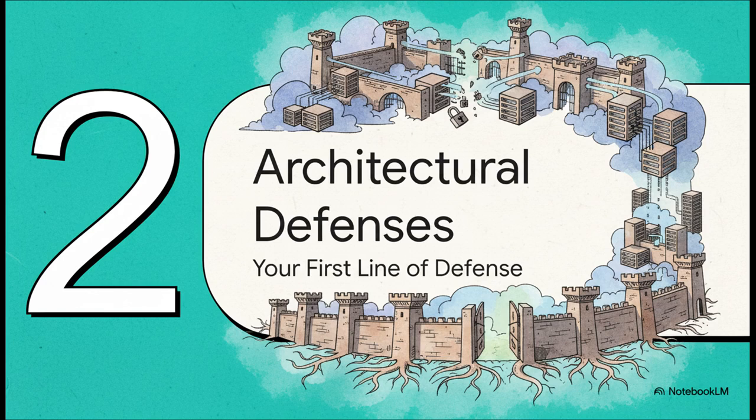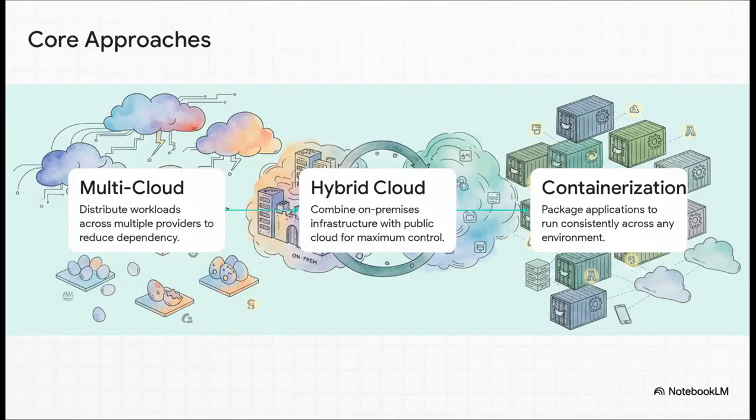Well, our first, and honestly our most powerful line of defense is all about architecture. As we established back in Chapter 3, the architectural choices you make today are what will dictate how much freedom you have tomorrow. Simple as that. We really explored 3 main architectural patterns, right? Each one offers a different kind of defense. Multi-cloud is about spreading your risk around. Hybrid cloud gives you that ultimate control by mixing your own infrastructure with the public cloud. And then there's the real game changer, containerization, which is all about making your applications portable right from the get-go.